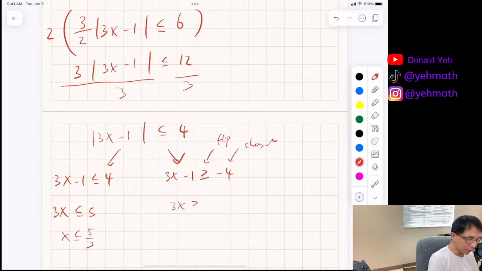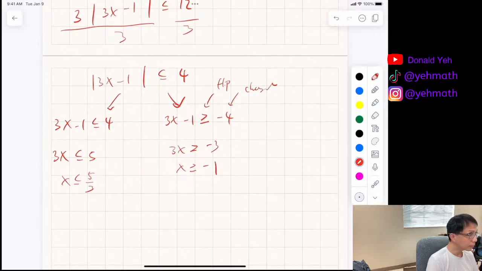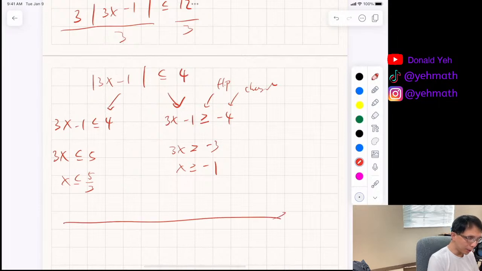And it's 3x greater than negative 3. X is greater than negative 3 over 3, which is what? Negative 1. Is that okay? So one thing is x is greater than negative 1. So this is a negative 1. This is a 5 over 3.